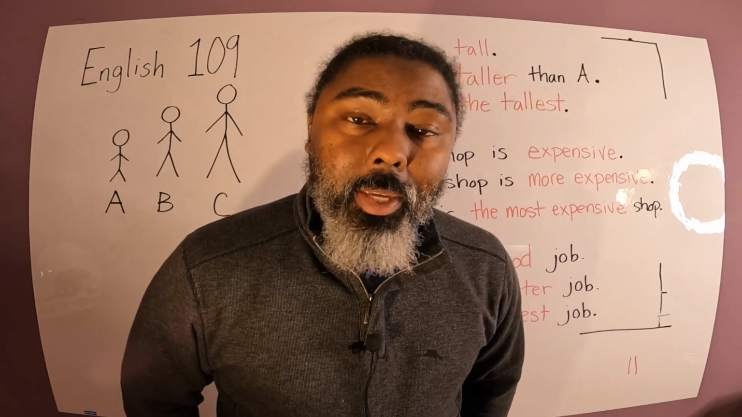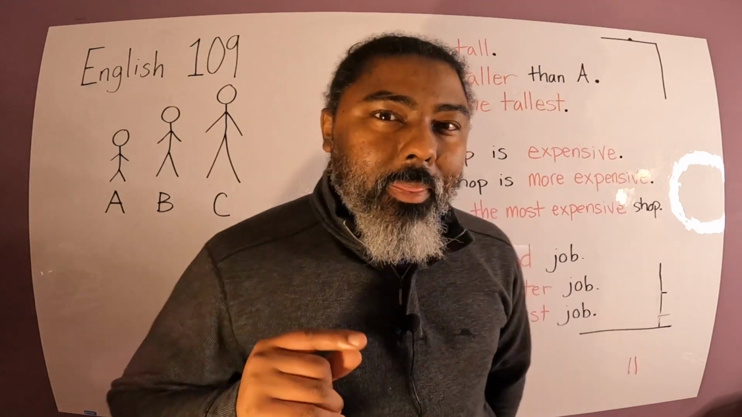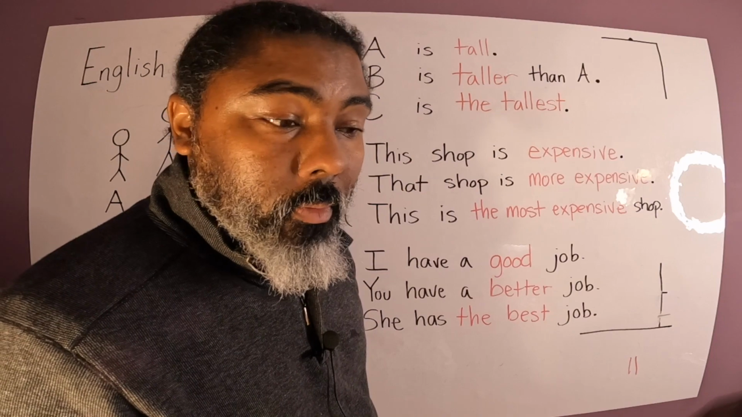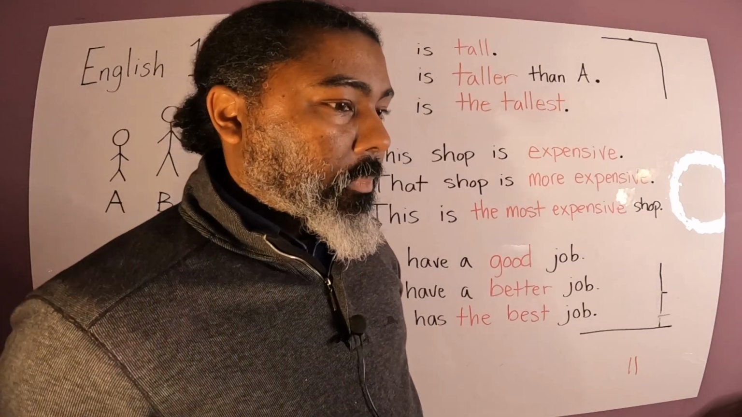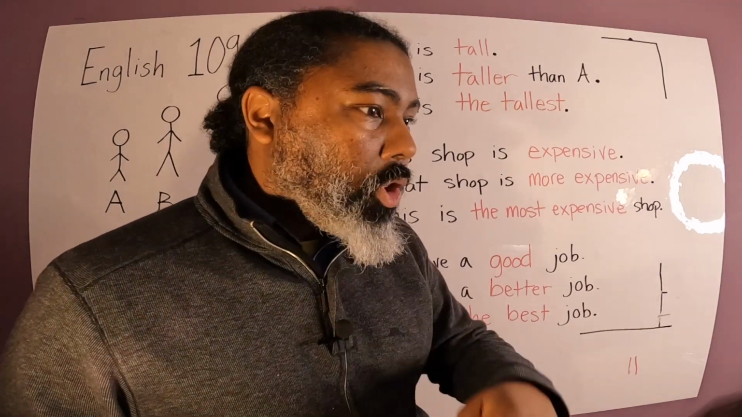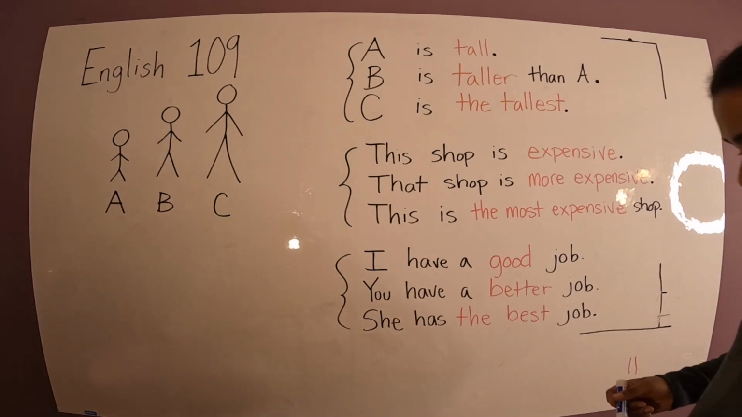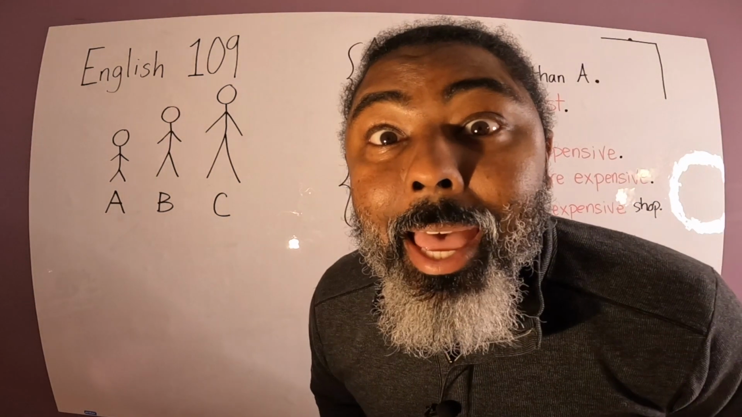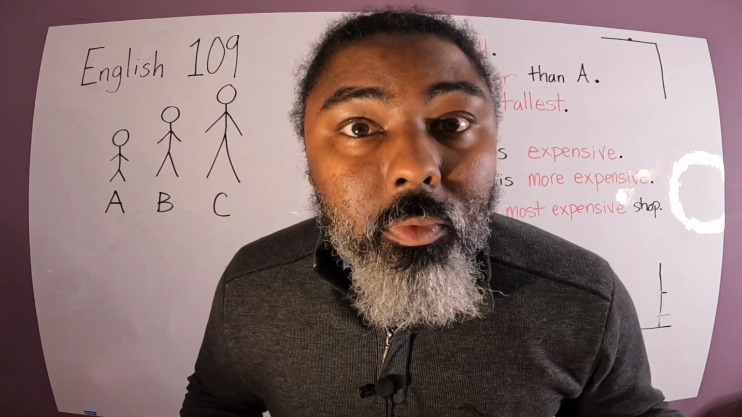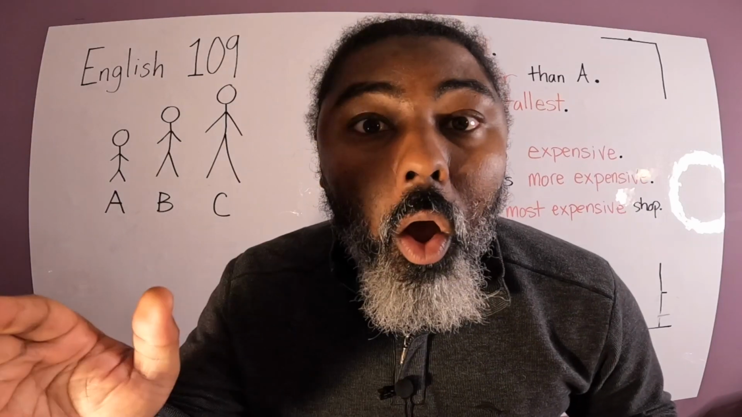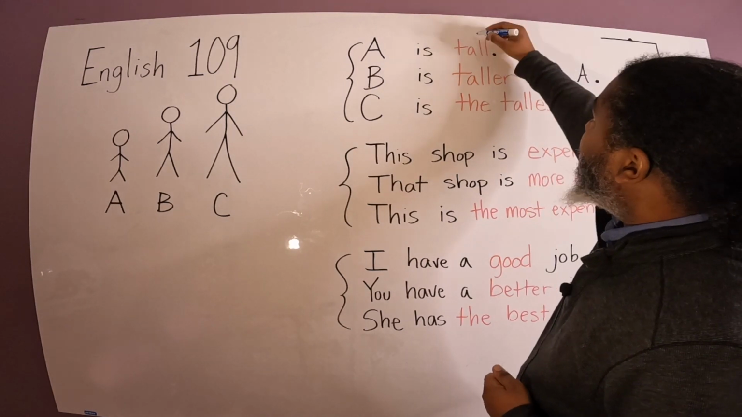Now wait a minute. Because that's not all, there's more. That was an easy rule, and that's because the adjective tall, well, it has one syllable. Let me show you. Class, when we say tall, there's only one sound. Tall. One syllable.